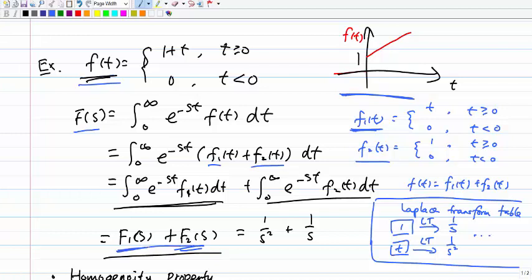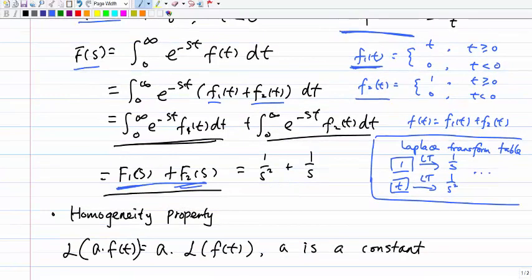You don't have to do this computation directly. You just have to split your function into some existing forms. Then you can just use a table and use the linear property, and you're done. So this is the first property. The second property is called the homogeneity property.